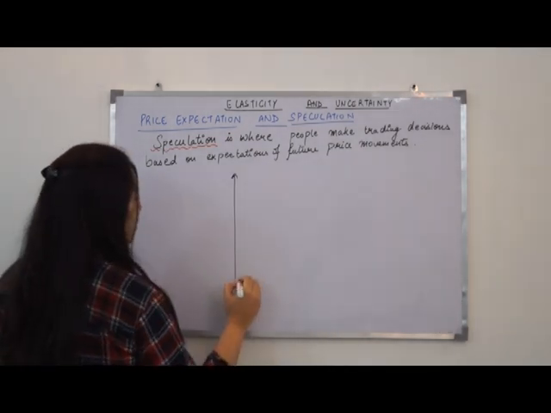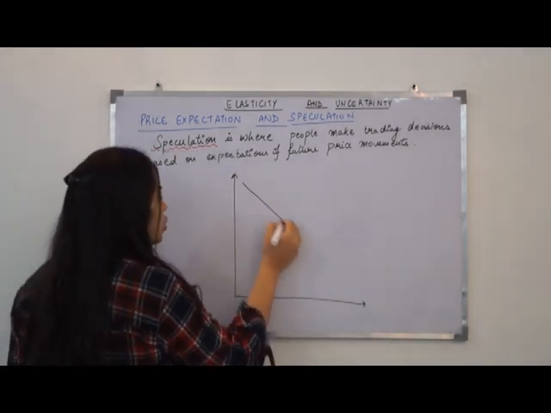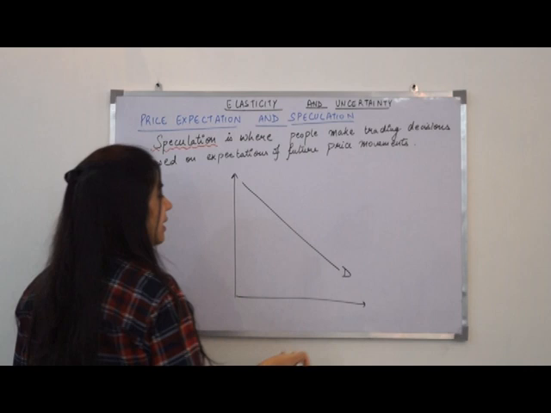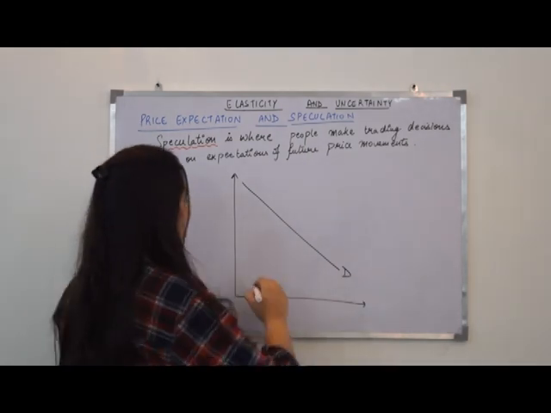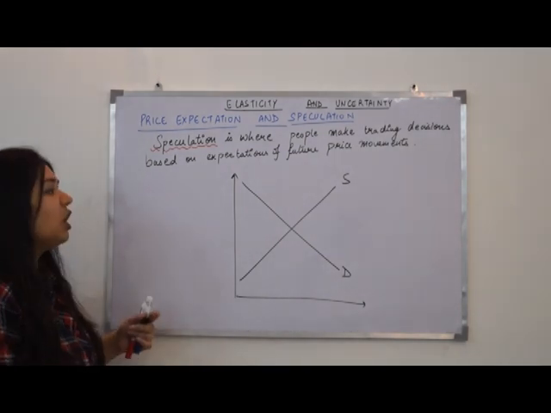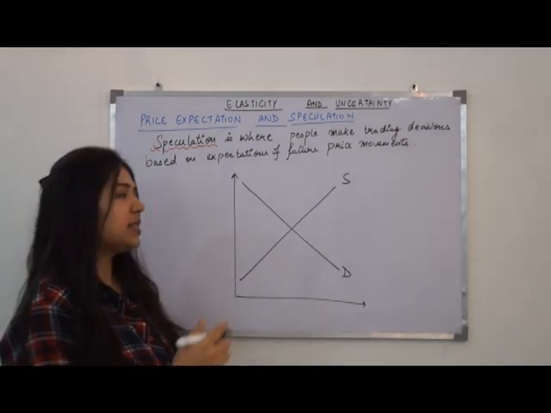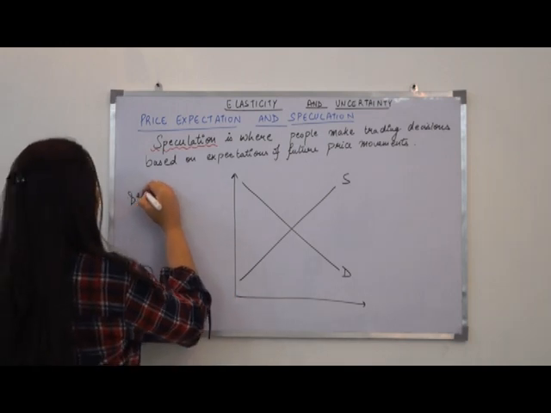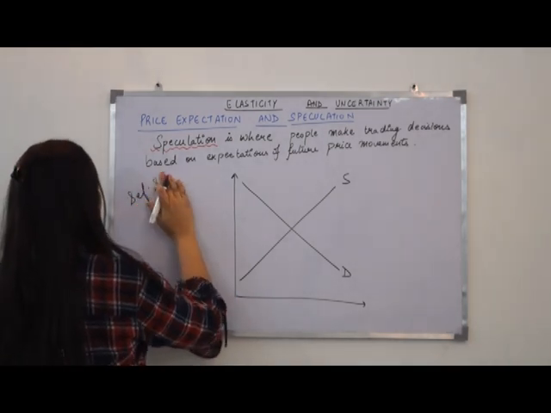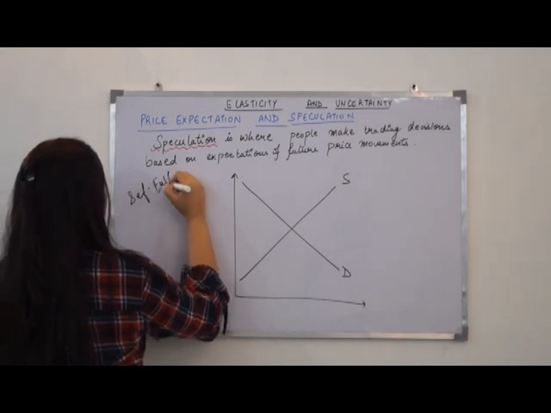We have already discussed this. Let's just look at this with the help of a diagram. Let's say that right now the demand curve is here and the supply curve is here. Now we say that speculation is self-fulfilling. What does that mean? What do we mean when we say that speculation is self-fulfilling?